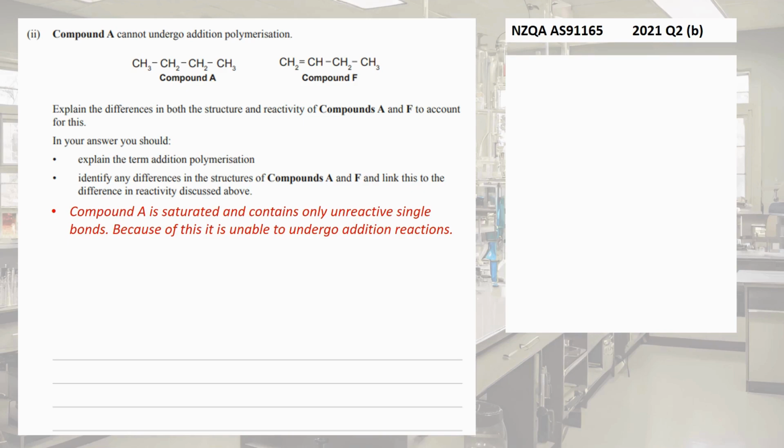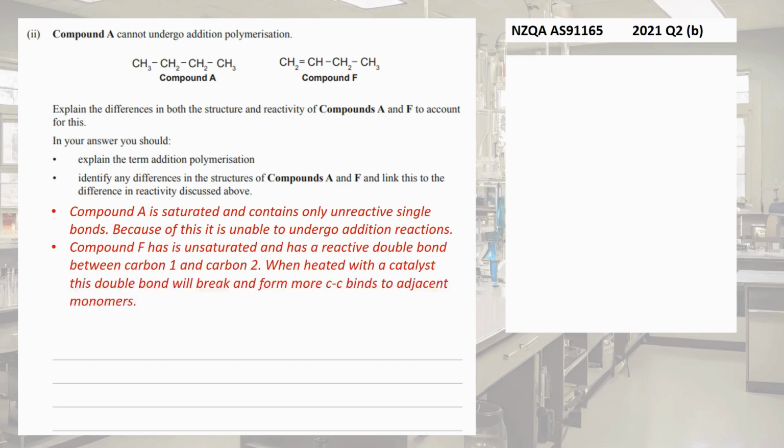It's saturated, it contains only unreactive single bonds. Because of this, it's unable to undergo addition reactions. Compound F, unsaturated, has reactive double bonds between carbon 1 and carbon 2. When heated with a catalyst, this double bond will break and more carbon-to-carbon bonds will form to adjacent monomers.